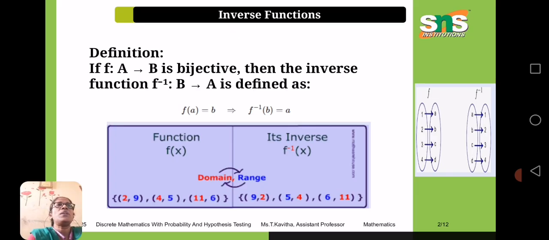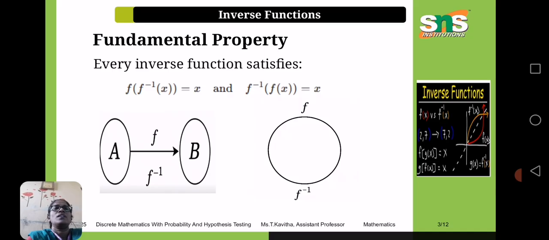For two functions to be inverses, their operations must cancel each other out completely, resulting in the original input: f of f inverse of x is equal to x and f inverse of f of x is equal to x. This is the fundamental property. Every inverse function satisfies f of f inverse of x is equal to x and f inverse of f of x is equal to x.